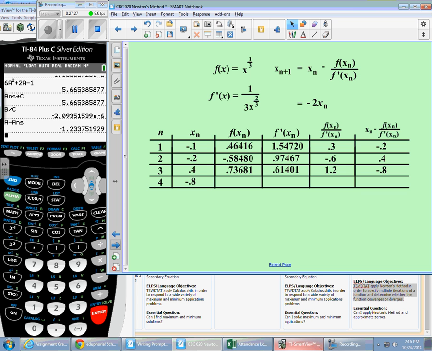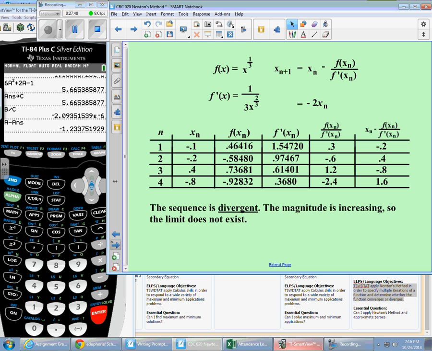Okay, so let's look at it one last time just to eliminate any confusion. Negative 0.8 into the function, into the derivative, the ratio of the function and the derivative, and then the result of Newton's method. And again, we're back across the x-axis, and we're larger than 1.5 now. And basically, we're getting further and further away from where it's intended to be. This is a divergent series.